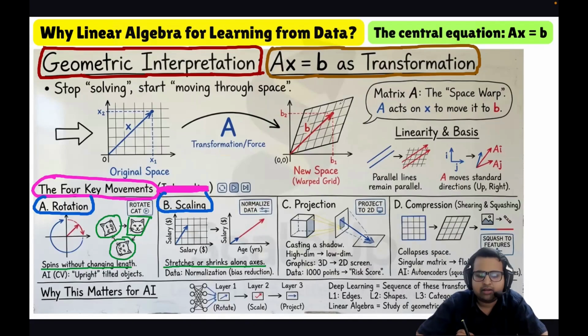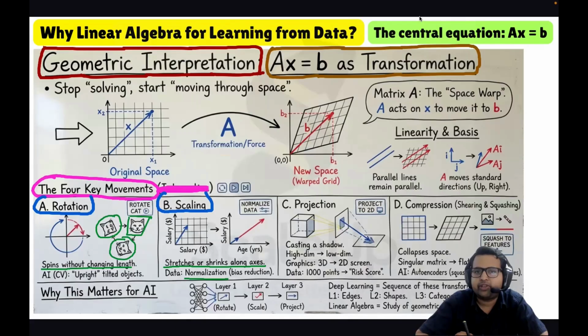So in data, this scaling is normalization. If one feature has huge numbers and another has small numbers, like salary can be big, age can be a 2-digit number, salary can be 5-digit, 6-digit, 7-digit. So we use a scaling matrix to put them onto the same playing field so the AI does not get biased towards the large numbers. So that technique is normalization, and normalization makes use of scaling.